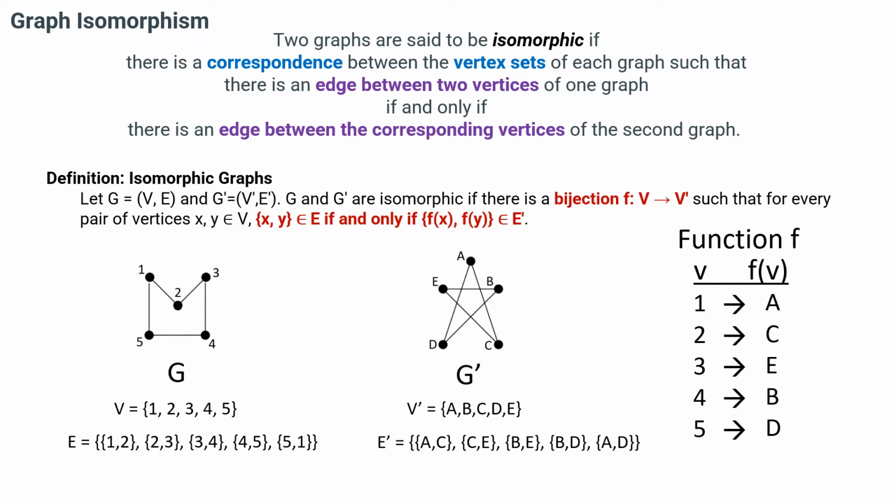So let's now talk about the true, real definition of isomorphic graphs, now that you've seen how this works. Let's say that G is this graph. We'll say that it is made up of the two sets V and E, the vertices and the edges, and then we have G prime that's made up of V prime and E prime. Then here's the definition. G and G prime are isomorphic if there is a bijection, we'll call it f, that goes from the vertices of G to the vertices of G prime.